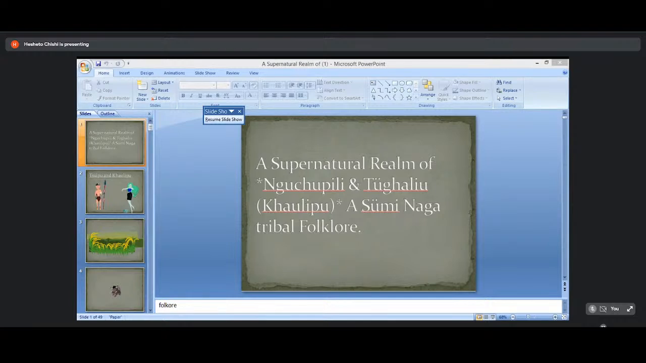Here is the story. There existed a person by name Cipu and Kaulip. Cipu, a courageous hunter by profession, and Kaulip from a wealthy family of aliens. During harvest season, a wild boar used to destroy the jhum paddy field of the villagers.